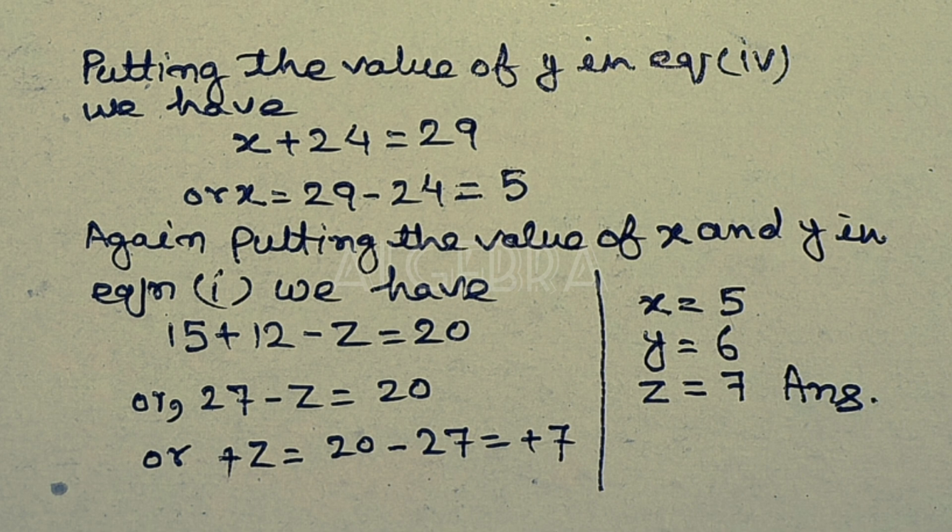Again, putting the value of x and y in equation 1, we have 15 + 12 - z = 20, or 27 - z = 20, or -z = 20 - 27 = -7, or z = 7. So x = 5, y = 6, and z = 7. Answer.